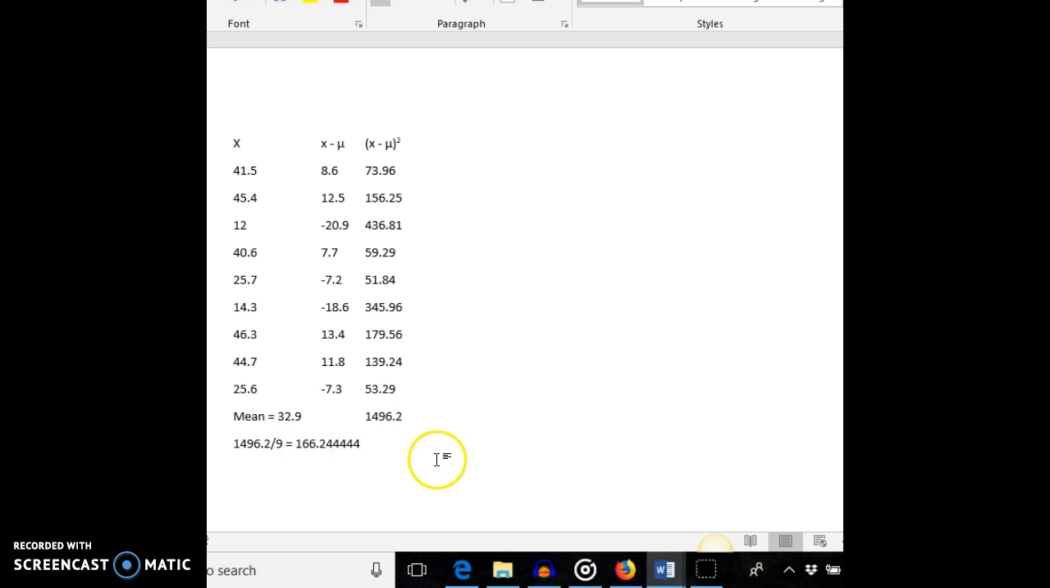166.244444. To get the standard deviation, all I need to do now is take the square root, and instead of typing out that symbol, because it does take a little time to get it, I'm just going to type square root of 166.24444. And what we get is 12.89. And hopefully that will help you in dealing with the population standard deviation.